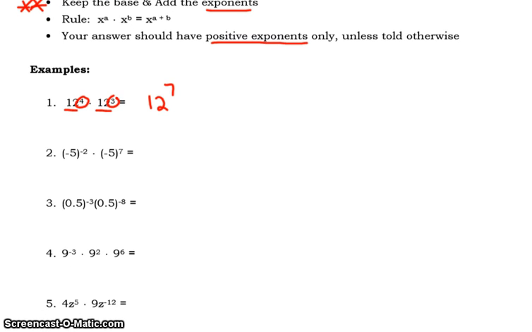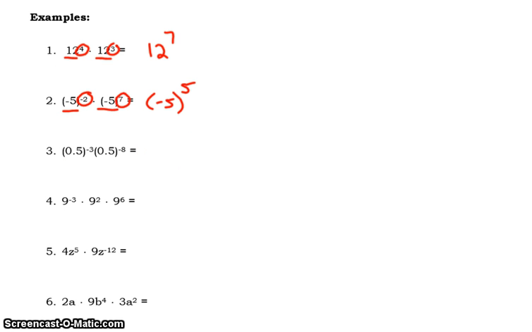In number 2, notice we have the same base, a base of negative 5, and we add the exponents. Negative 2 plus 7 is positive 5. And again, we're not going to find the value of that right now. In number 3, again, the same base, so we're going to keep the base 0.5 and add the exponents. Negative 3 plus negative 8 is negative 11.